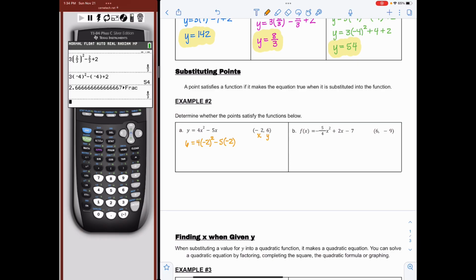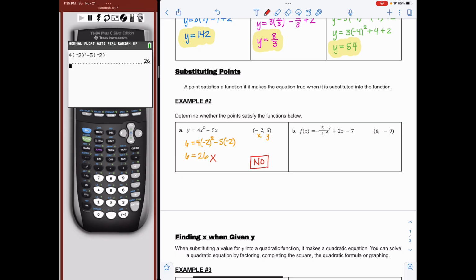And in order for me to see if it makes this equation true, all I have to do is simplify the right-hand side. So I'm going to have 6 is equal to 4 times negative 2 squared minus 5 times negative 2. And that will be 26. And we know that 6 is not 26. So we know that that is false. And we know that this does not satisfy the equation.